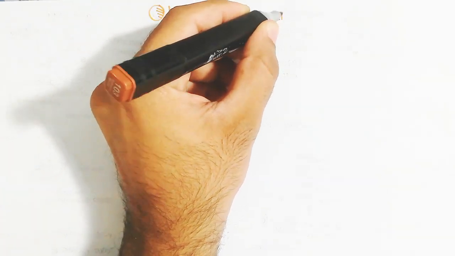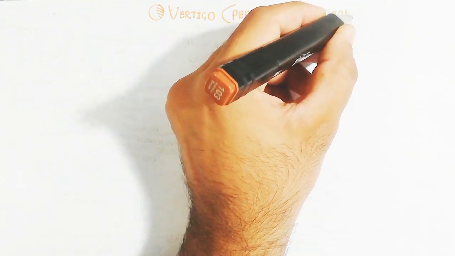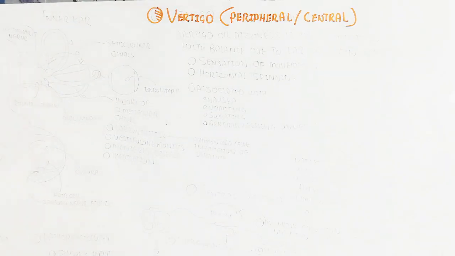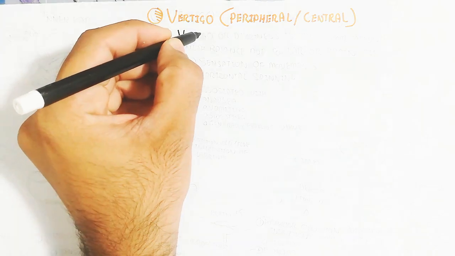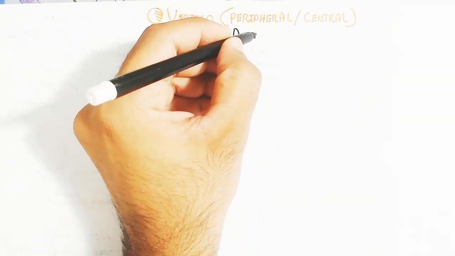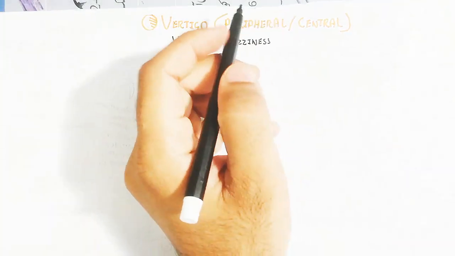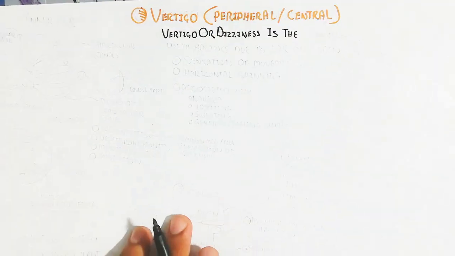What is vertigo? In this video, we will understand peripheral and central vertigo, what vertigo is and how it can occur. So, we will get the approach to vertigo.